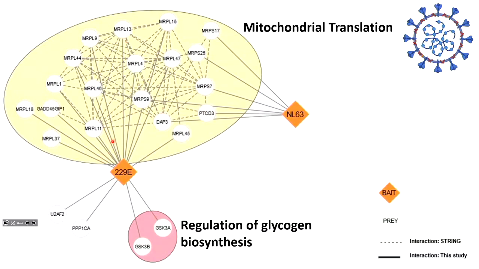For 229E, we also saw GSK3 alpha and beta solely in that data set. I found this interesting as GSK3 alpha and beta has been documented to phosphorylate the nucleocapsid proteins and has literature specifically for SARS-CoV-2 N. So I'm curious to see why I've only got it in my 229E dataset.